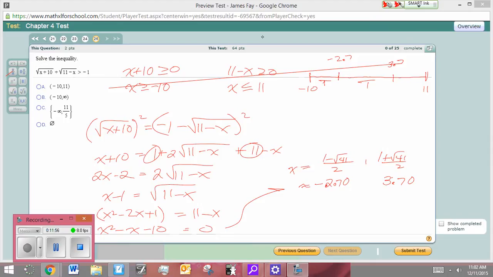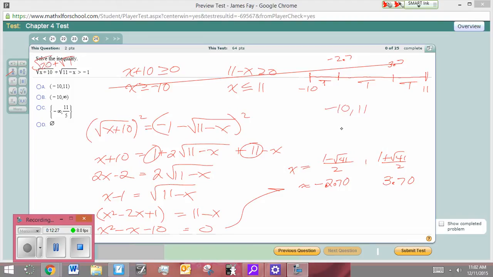And now I'm going to try a number between 3.7 and 11. So I'm going to try 10. If I plug 10 in, I get the square root of 20. Plug 10 in here, I get the square root of 1. If I add those together, that's something bigger than a negative number, so that's true as well. So I got true values in there. Sometimes you might get a false value in one of these intervals. It's just the nature of the problem. Here, it's true everywhere, so my end result is negative 10 to 11.